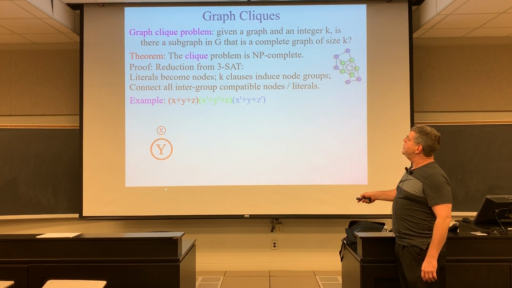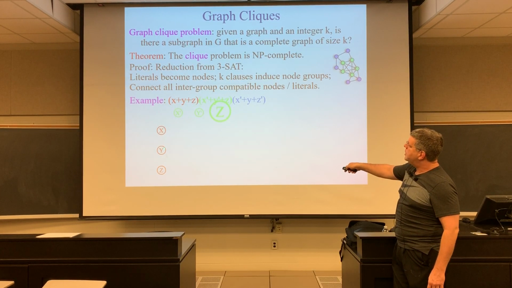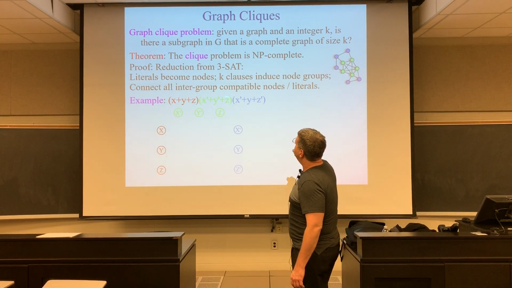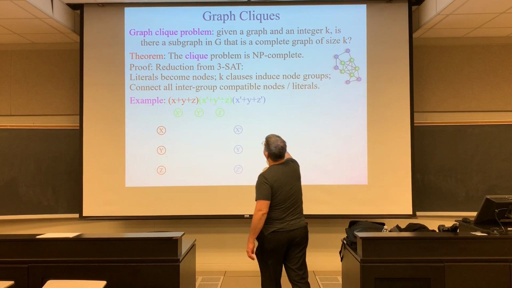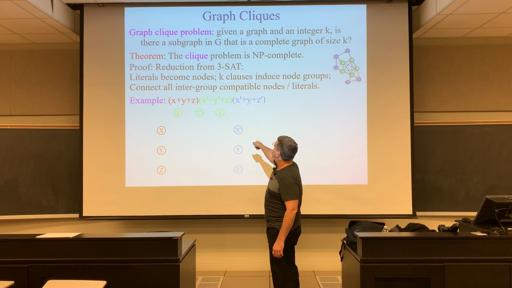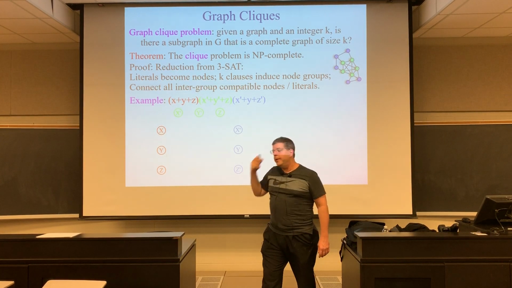So here are all the nodes from all the clauses. I'm going to color code them. The first clause gives you these x, y, and z nodes here in this new graph that I'm transforming this formula into. These 3 green variables and negations of variables in this second clause give you these 3 nodes here, x naught, y naught, and z. This blue clause gives you these 3 blue nodes here.